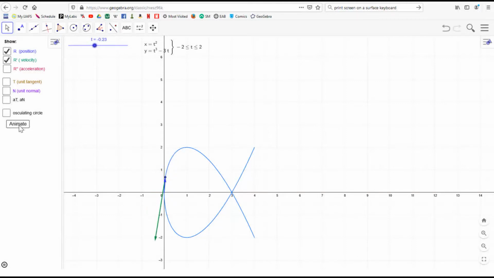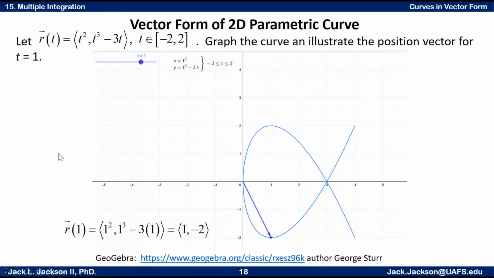It's sort of an instantaneous direction of travel, and that's the direction of it, and the length of it is the speed of the particle. And so as that green vector gets longer, you can see that the particle is speeding up. Okay, so that's the velocity vector. Okay, so let's continue on.